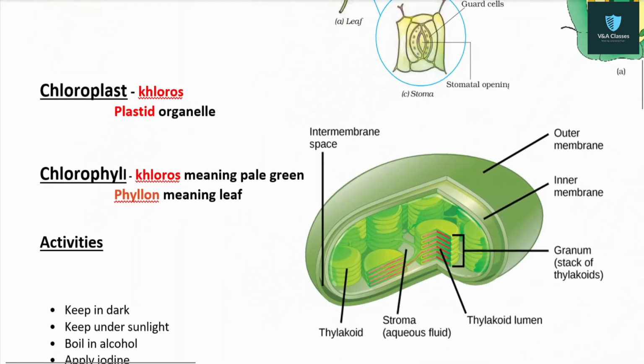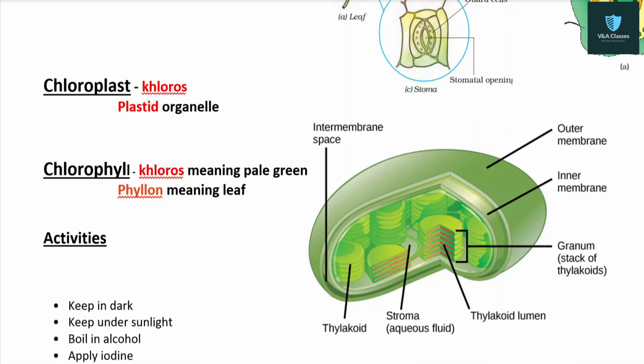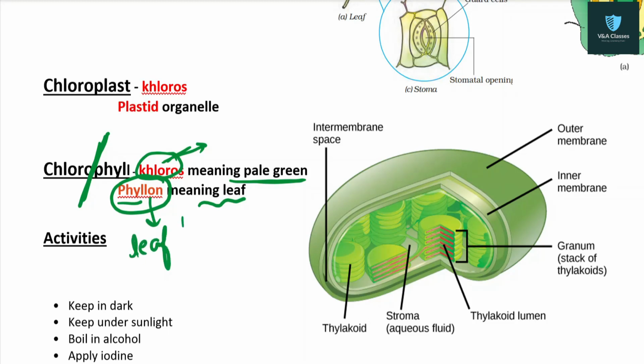Again, this is a big term. We will split it into two and try to understand the meaning. So we split the word. It also consists of two Greek words which are chloros and phylon. Chloros means pale green and phylon means a leaf. Wherever you see this term chloros, it will mean green, like chlorophyll, chloroplast, and wherever you see phylon, it will always be in relation to a leaf or a plant.